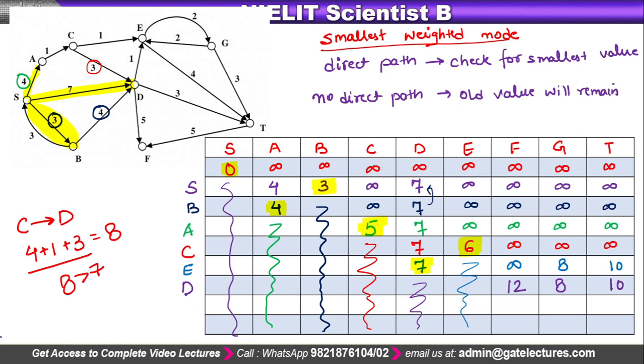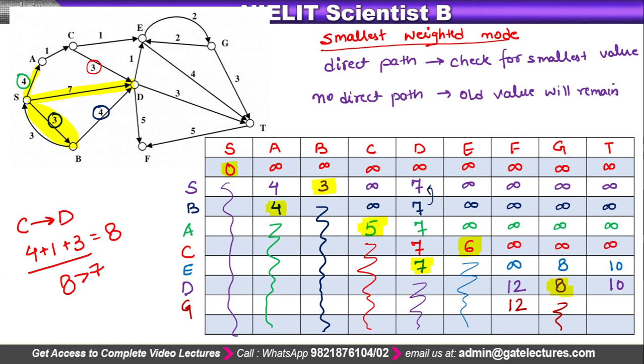So next small value is 8. That is your G. So now we will consider G. Now you have considered G. Okay? So you have removed G from here. Now we will have G to F. G to F, there is no direct node, so it will remain 12. And G to T, I have 3. Okay? That will give you, G to T will give you 3.